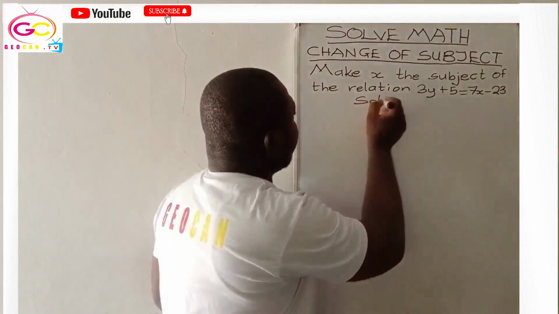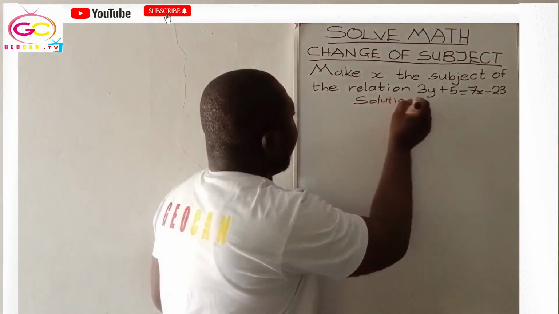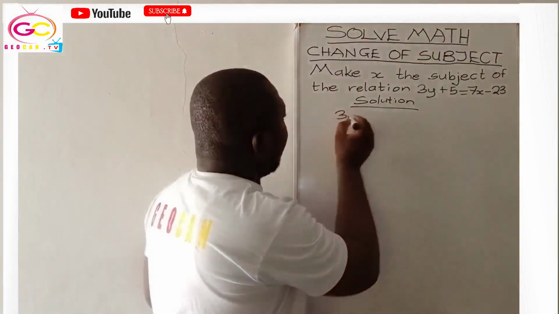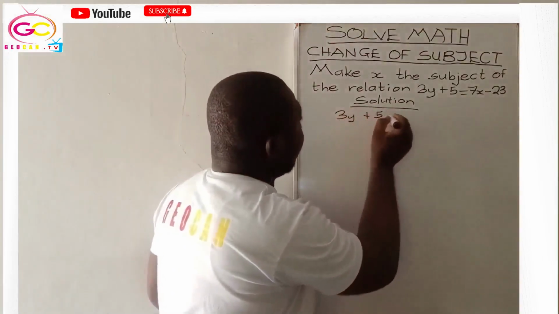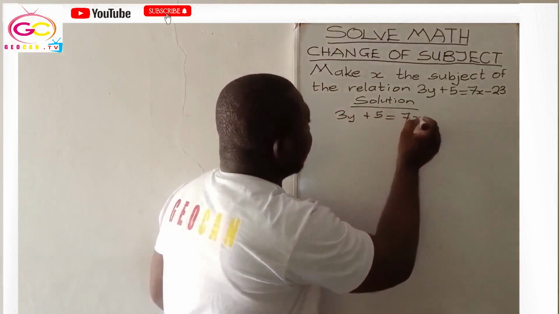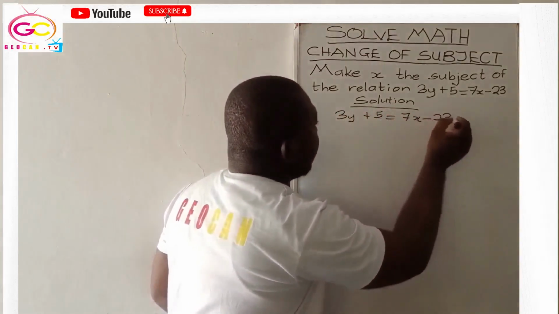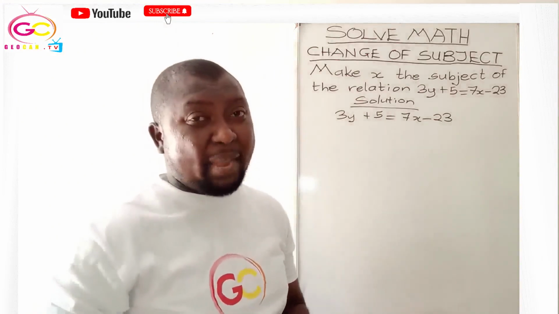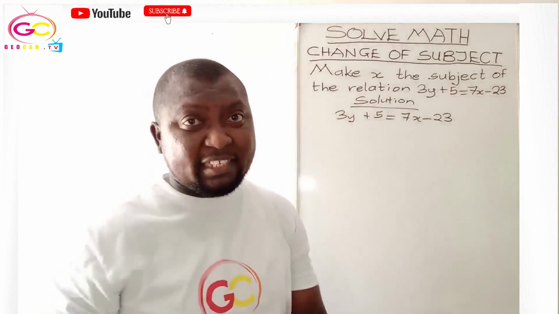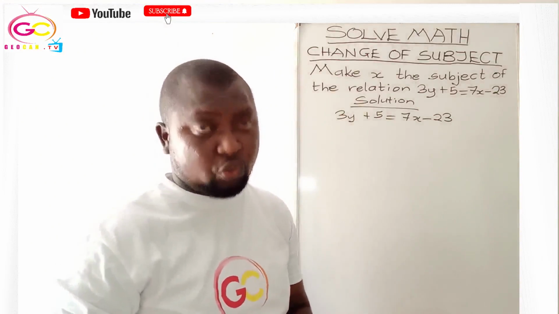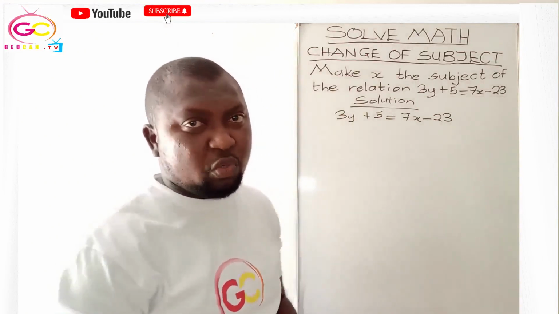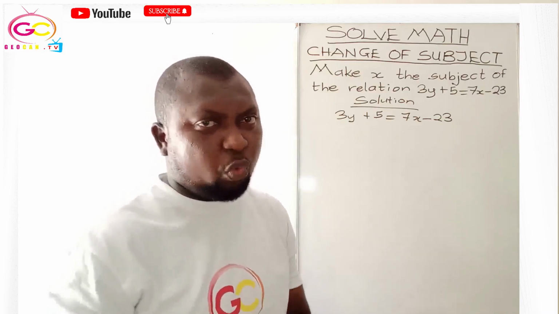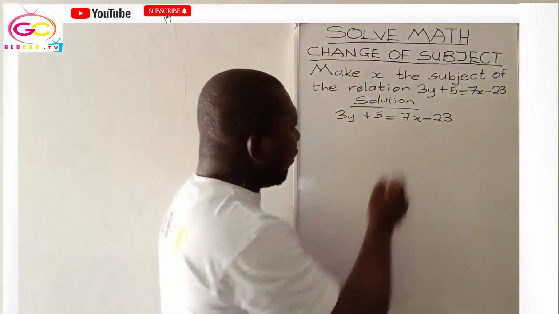So we have our solution, meaning how you solve it. Then you write the question again. So we have 3y plus 5 is equal to 7x minus 23. Good. Remember, as I did say earlier on, our main motive is to make sure x is standing alone. So whatever value is closer to x should be moved away from x. That is what we are to be doing. Good. So let's move to where we find x.